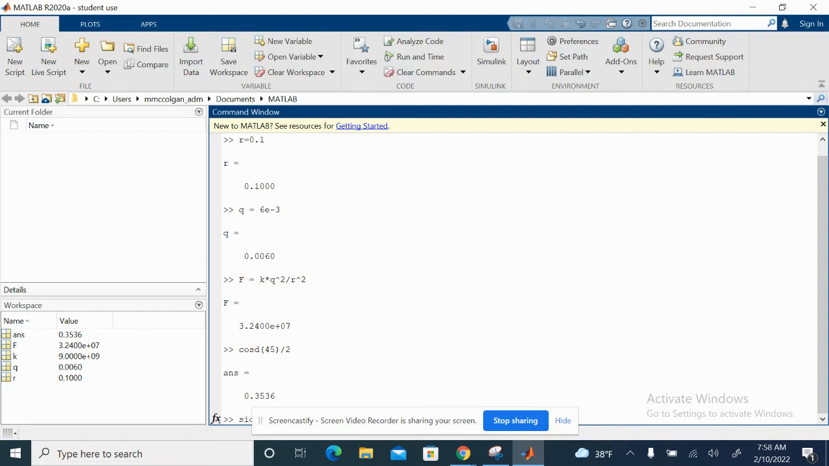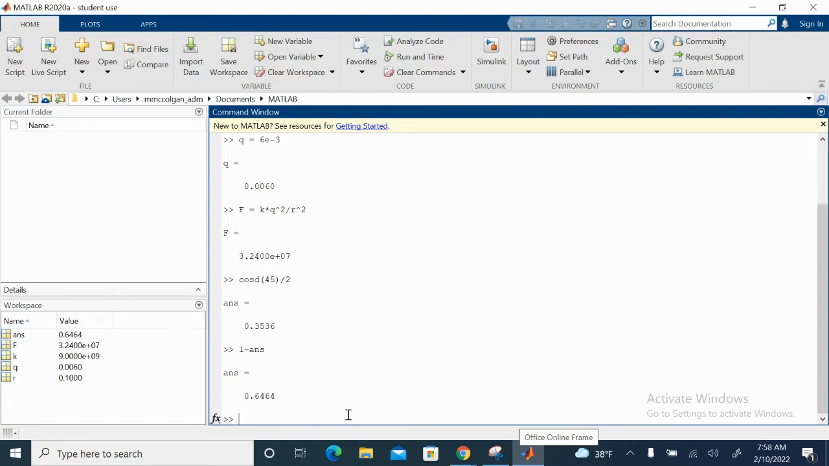And then just to check, sine, let me hide this. So we need 1 minus the answer, 0.64, and then the other one was, we'll check in a minute, 0.64, 3.24. Right.